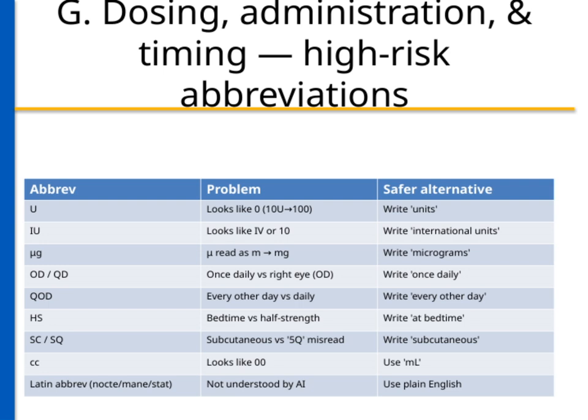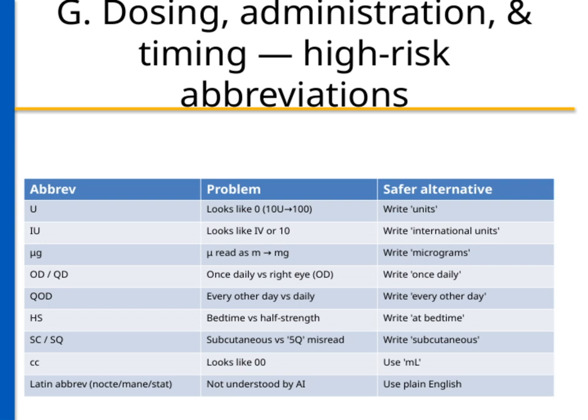Then we have QOD, which means every other day, but sometimes gets confused with daily dosing. Clarify by writing every other day. Next is HS, which can mean bedtime or half strength, so to avoid ambiguity, specify at bedtime. For SC or SQ, which stand for subcutaneous, some might misread it as 5Q, which is a different dosing instruction. To be clear, write subcutaneous.